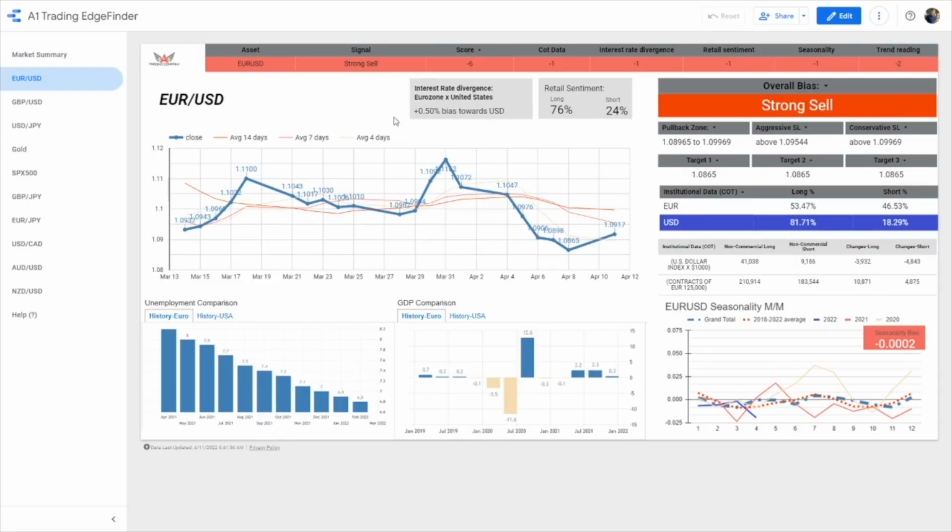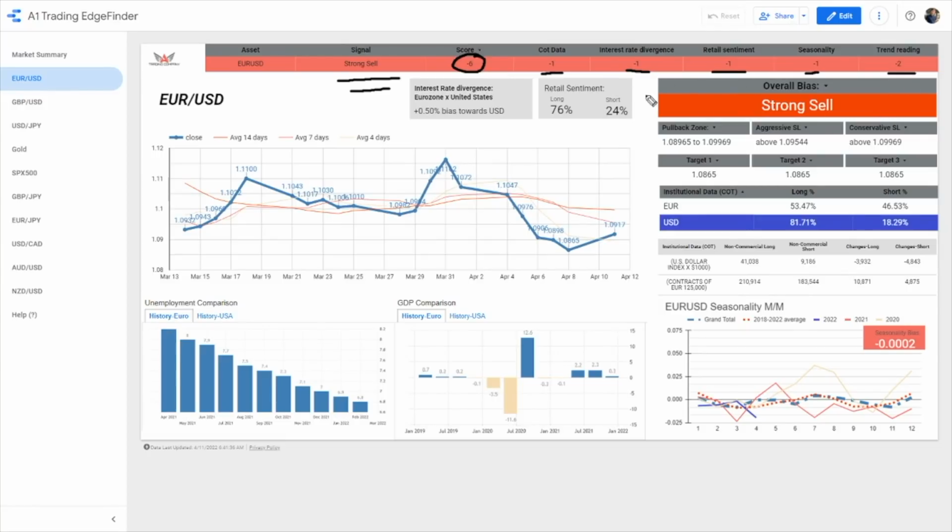What you'll see here is that we've got an overview of the euro dollar, and there is actually a very strong reading on here for a strong sell bias, which is what directed me to take a look at euro dollar this morning. So score is -6 overall, and we have COT data that's negative. We have interest rate negative, retail sentiment data negative, seasonality negative, and trend negative.